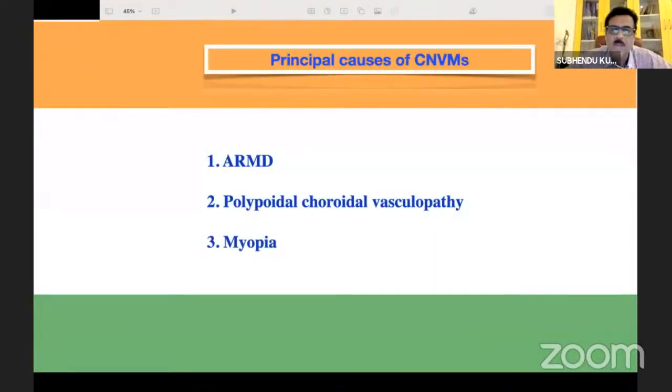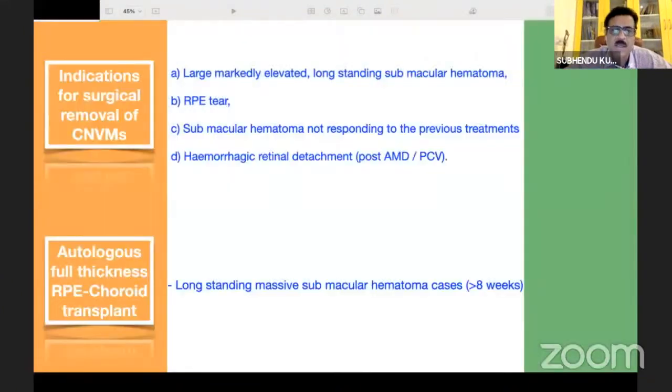This is my topic, autologous RPE choroid graft transplantation. So we know the principal causes of CNVM: it is AMD, PCV, and myopia. And the indications for surgical removal of CNVM are, I don't operate on isolated CNVM cases. Usually, if it is associated with a large, markedly elevated, long-standing submacular hematoma, RPE tears, hematoma not responding to previous treatment like subretinal injection of TPA, or hemorrhagic retinal detachment directly, like from ora to ora serrata.